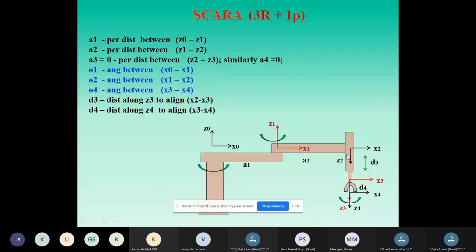Here you see Z3 and Z2 are in the same line, downward. So the distance between those two axes is 0. Similarly, the distance between Z4 and Z3, in the same direction, same line, is also 0.